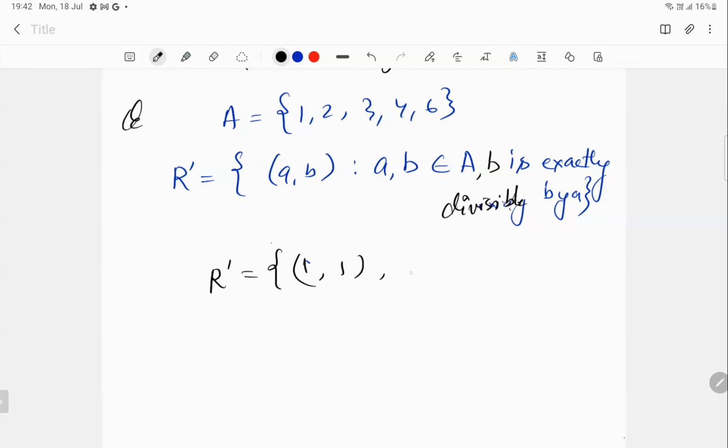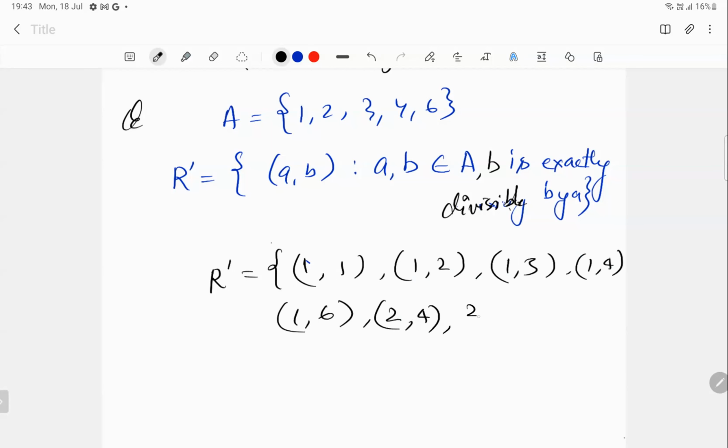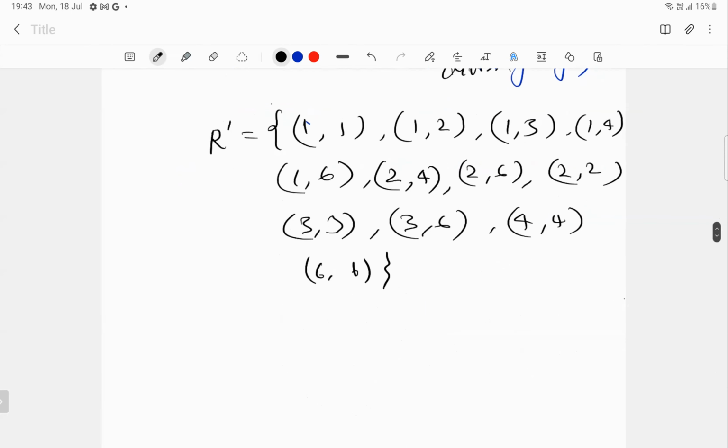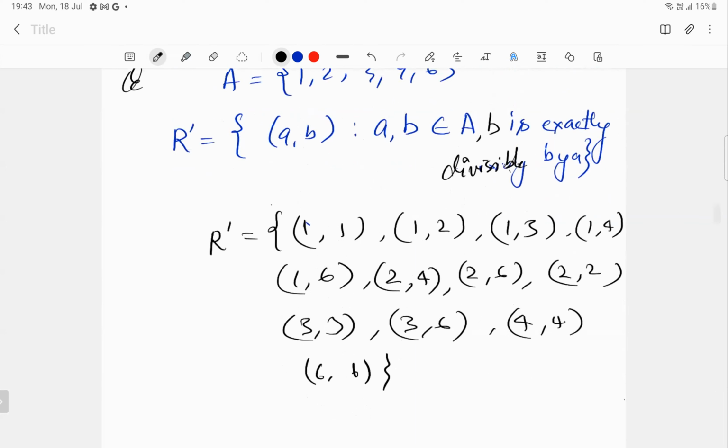1 comma 1. Okay. 1 comma 2. Anything else? Correct. See, first element is a, second element is b. b should be exactly divisible by a. 1 can be divided by 1, 2 by 1. So she is correct. Now you have defined the relation. This was set builder form, and you have written it in roster form.